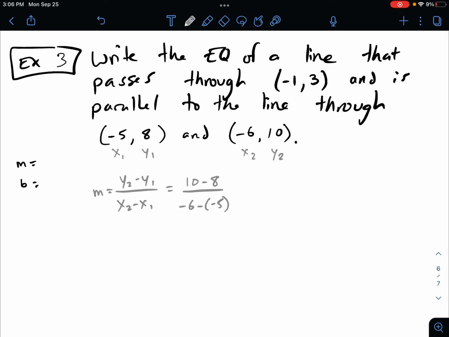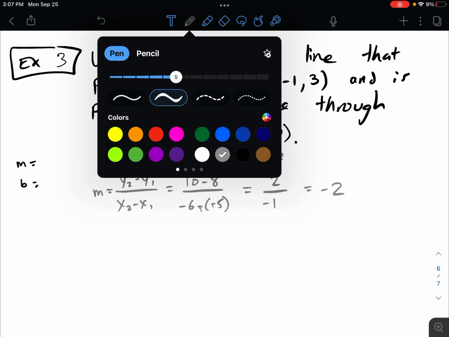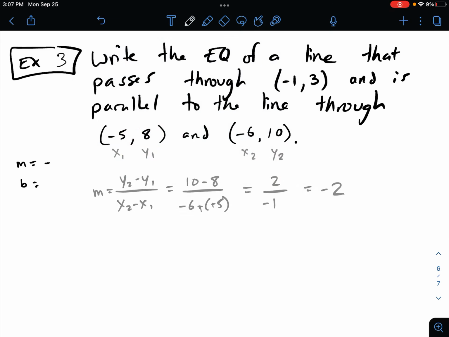Be careful of your double negatives, right? You're always subtracting values, even if you're subtracting a negative. If we simplify, we get 2 over, these are pluses, right? Negative 1, which is just negative 2. So what that means is that the slope of my parallel line is negative 2.